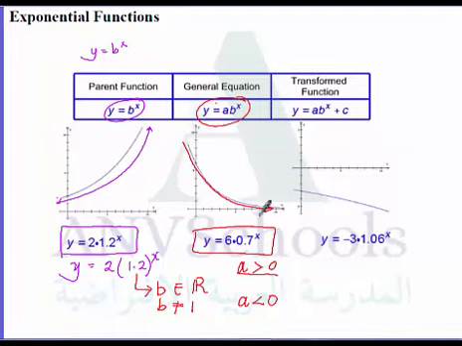Okay, so in the given exponential function y is equal to 6 times 0.7 raised to x, the graph would be like this. Okay, with the y-intercept here, and it has an asymptote at y is equal to 0, or the x-axis.